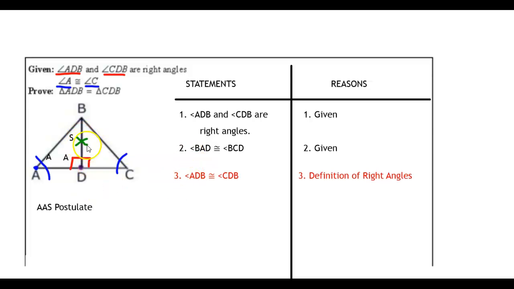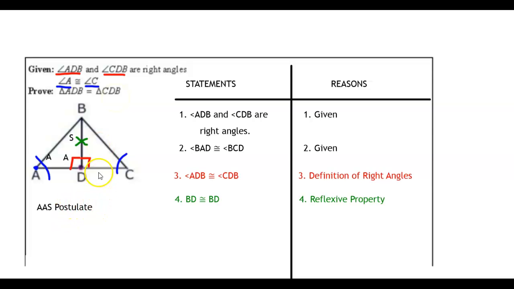Now I need a sides. In other words, I'm going to say that this side BD is congruent to itself because of the reflexive property. Now all my pieces are in place. I have angles, angles, and sides. So I'm able to say that triangle ADB is congruent to triangle CDB because of, that's right, AAS postulate.